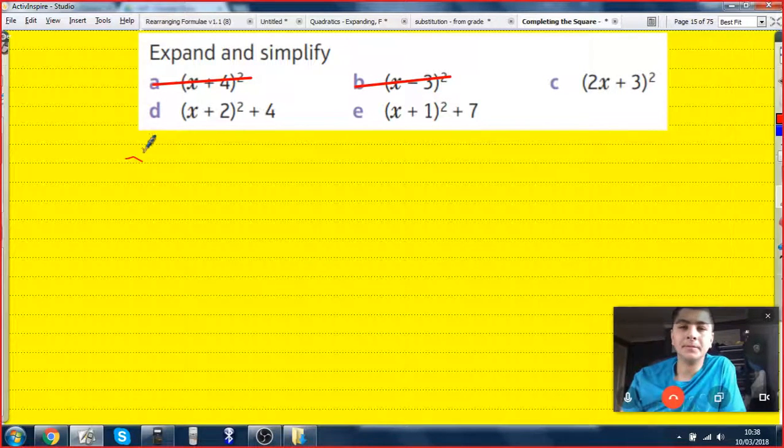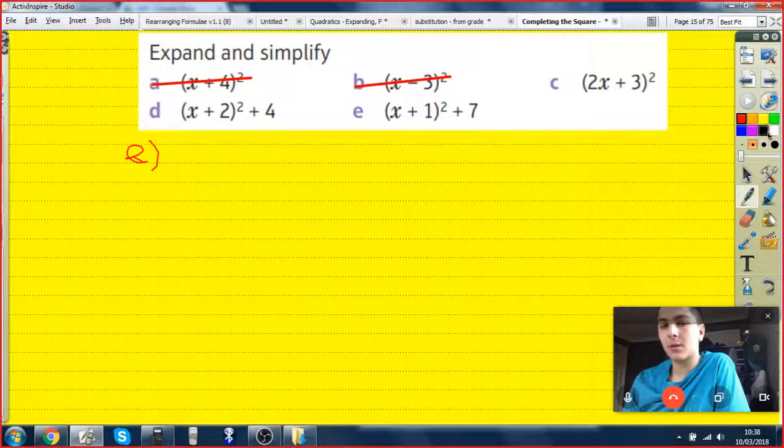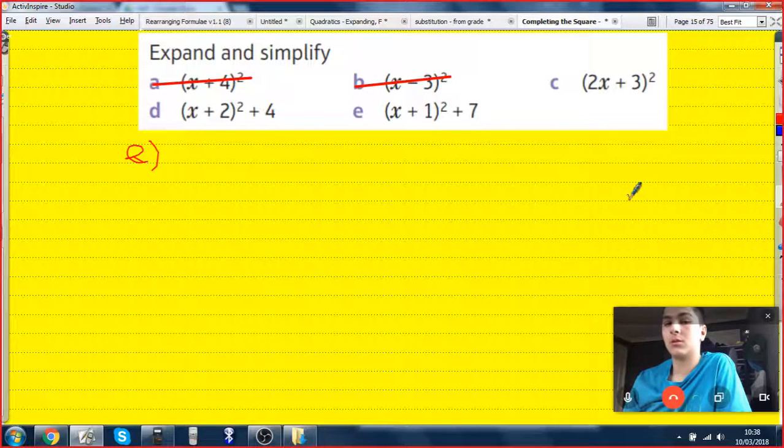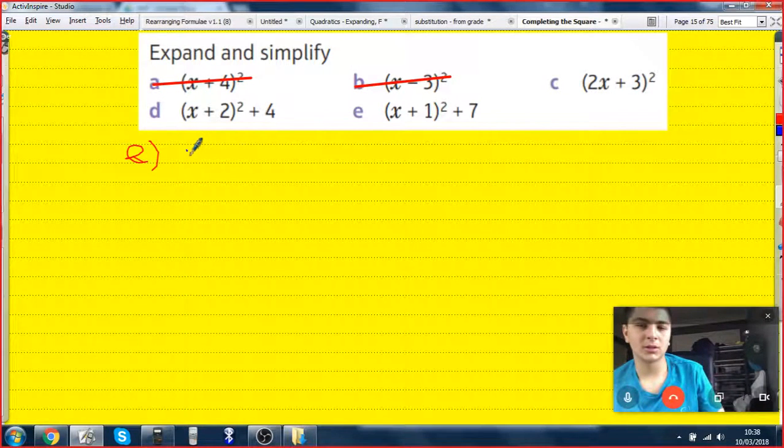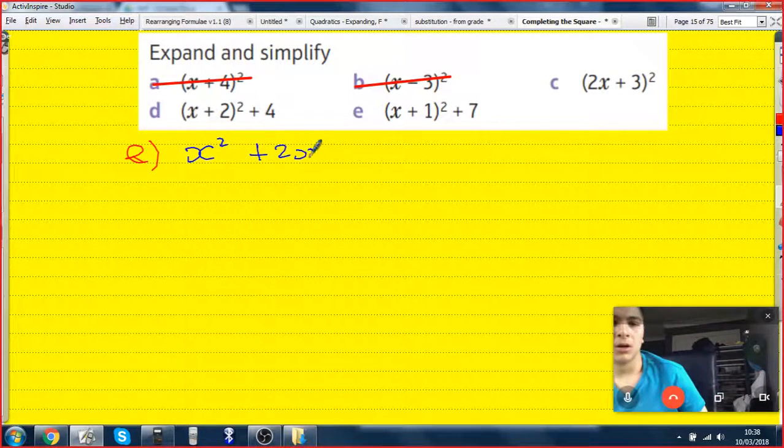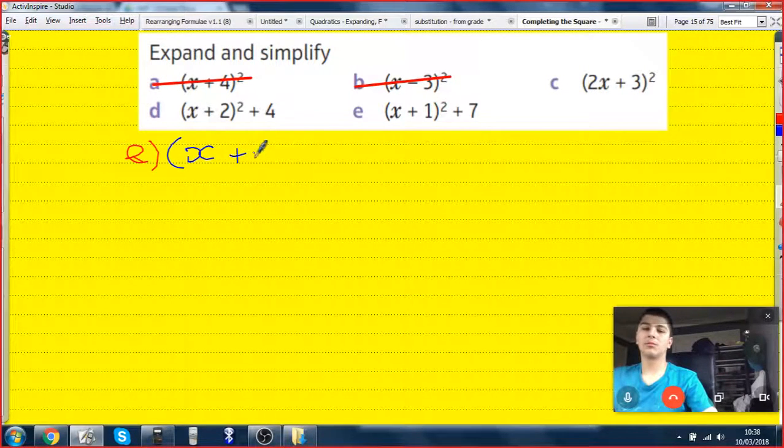E. So would I write that as x plus 2 plus 7? No, I would just expand the bracket as normal and then just add 7 at the end. Now, how do you expand the square bracket? Oh, sorry. X plus 1, x plus 1 plus 7. Yeah.